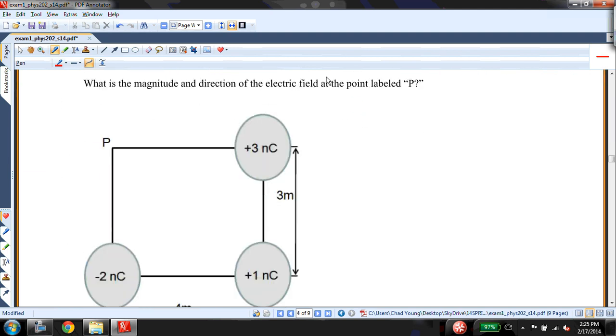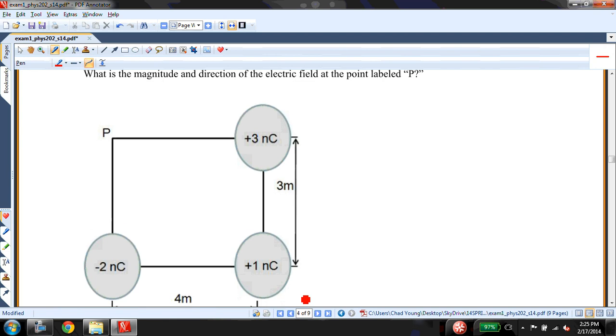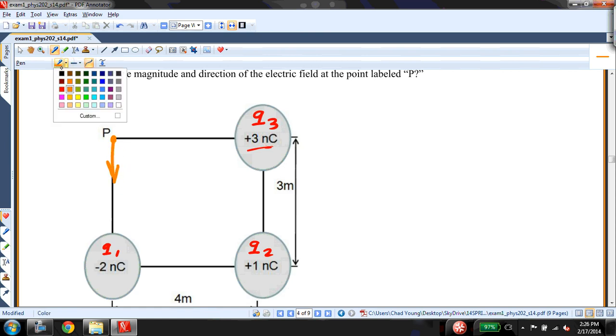Let's look at this. What is the magnitude and the direction of the electric field at the point labeled P? First of all, let's draw our vector. I want to know what is the force. I'll give these some particular names: I'll call them Q1 down here, Q2, and Q3. The electric field due to Q1 at this point is going to be down.